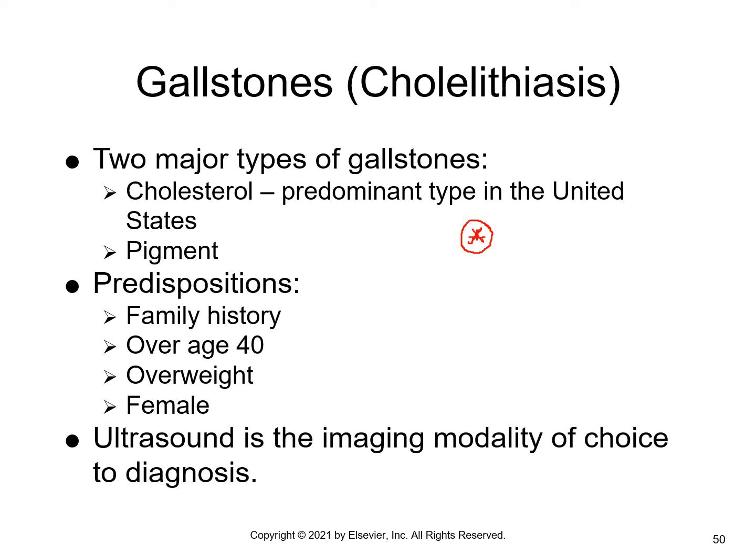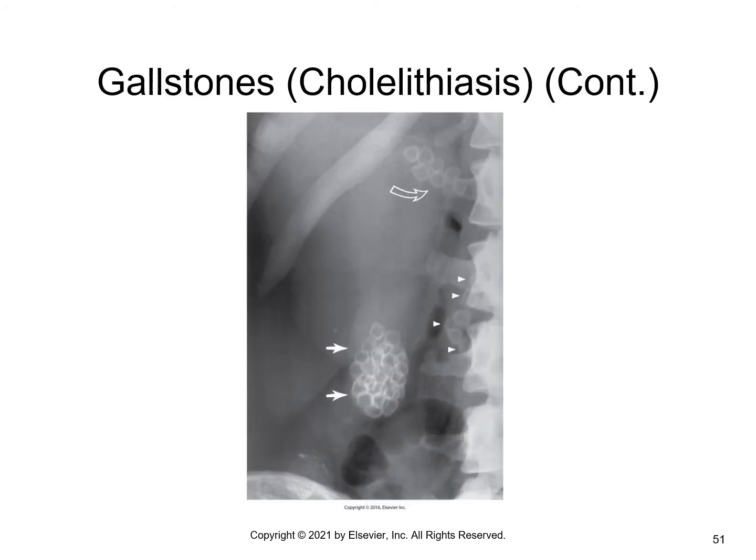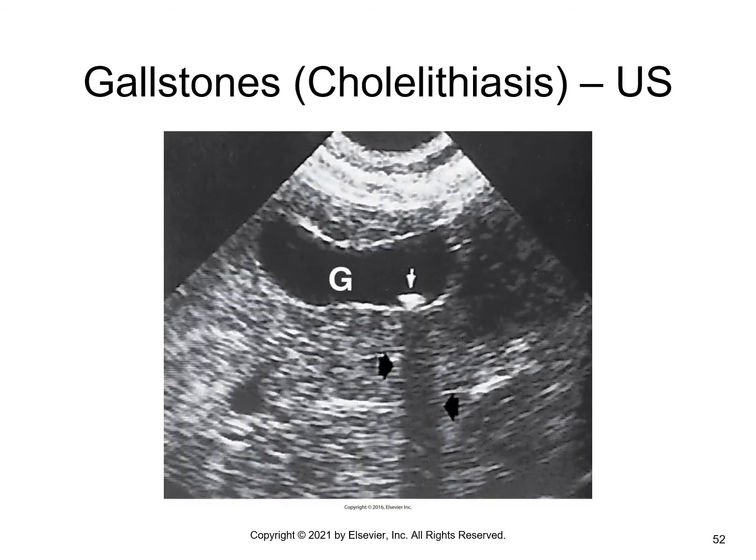Ultrasound is the imaging modality of choice for evaluation of gallstones, although sometimes you can identify these on an x-ray. So here's just a nice little x-ray. You see the gallbladder. These gallstones happen to have some calcifications around them, and you can see them quite well on this image. Here is an example of a gallbladder. This circular area here is a gallbladder on ultrasound. You can see that there's a stone here, and that stone is creating a shadow. That's indicative of a gallstone.